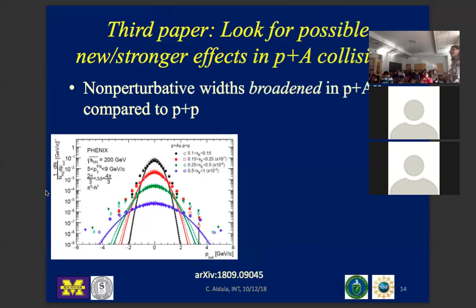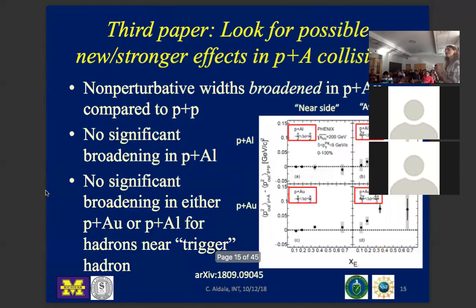Now this was looking at PA collisions. Part of our motivation was that if you're exchanging color with the remnant of one of your initial beam hadrons, you would just naively think you could have stronger color fields if you have a nuclear remnant rather than a proton remnant. And these are all sort of exploratory measurements. We did discover that the non-perturbative widths are broadened in p+gold compared to pp. So here are the p out widths for p+gold and pp. It's the dashed versus solid curves being the fits. But let me show you a plot.